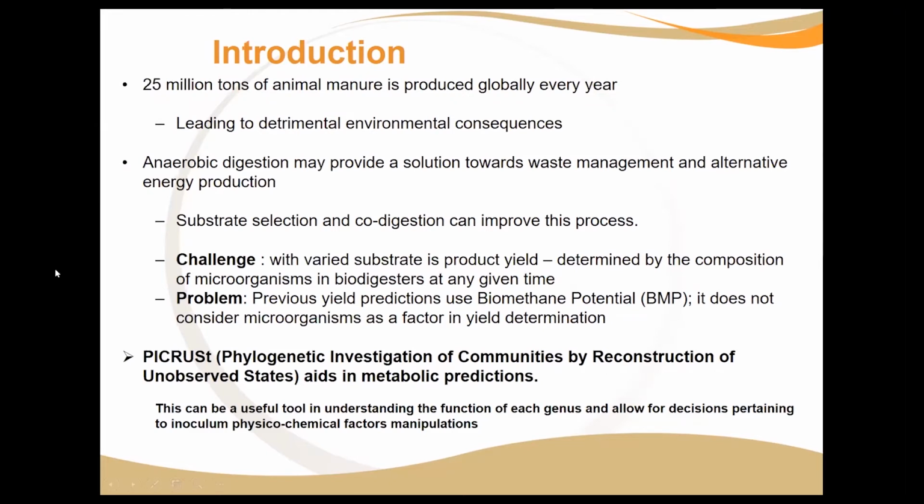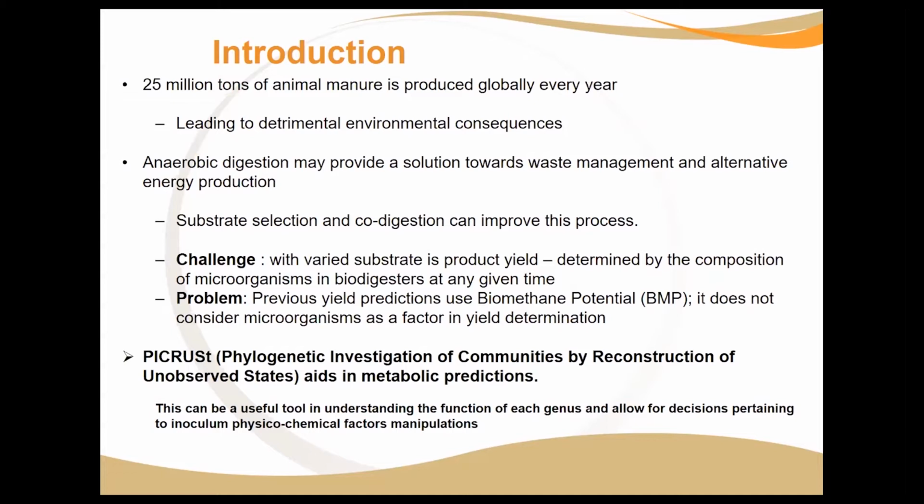The introduction to this just follows that we have looked at the environment and we have looked at specific areas of problem, and one of them that resonates with us is the large quantities of animal manure that is produced globally every year. Although some of it is used for biogas production, quite a significant amount of it is present in the environment, and it also leads to environmental problems and so many other consequences.